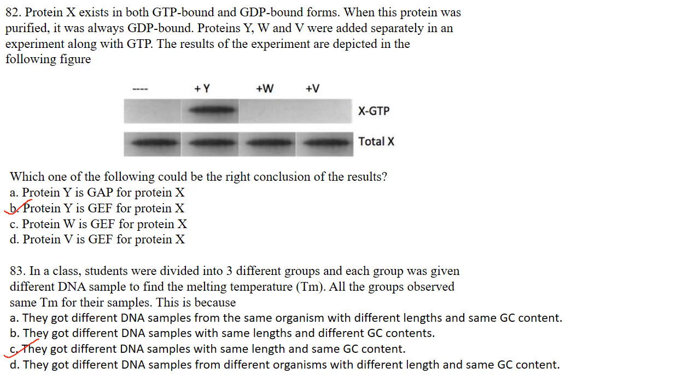Then next one. In a class, students were divided into three different groups and each group was given different DNA samples to find the melting temperature. All the groups observed the same Tm for their samples. This is because two factors that affect the Tm are length of the DNA and GC content. Now length and GC content are the same, so Tm is also the same. They got different DNA samples with the same length and same GC content. Answer is option C.